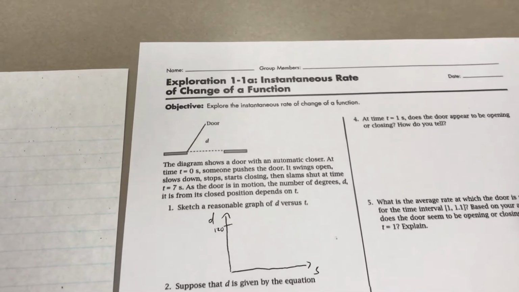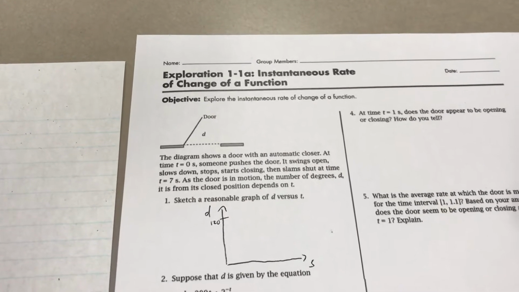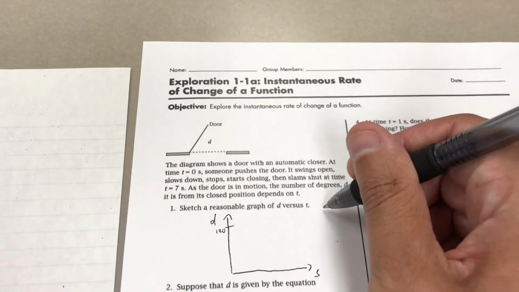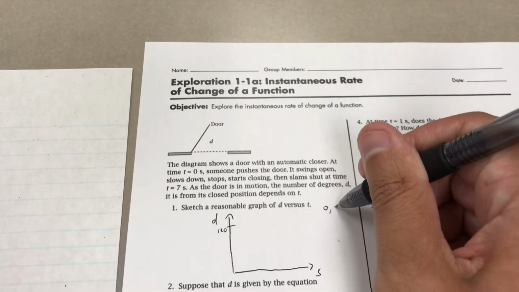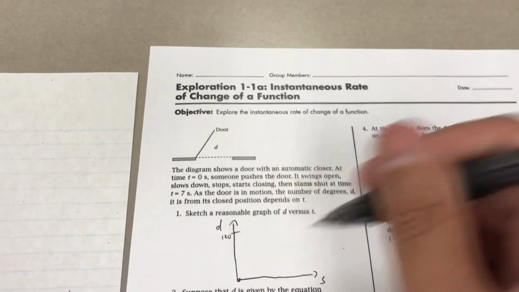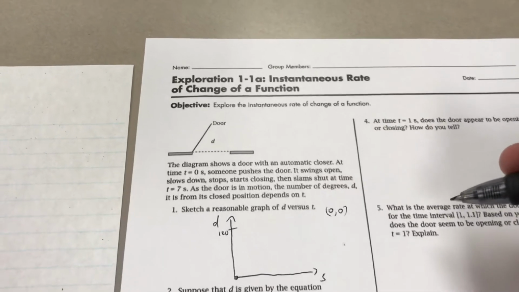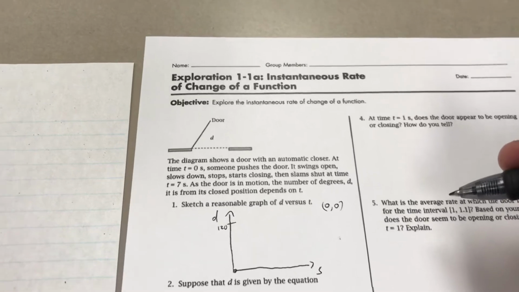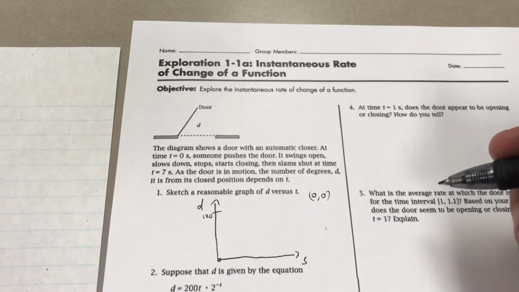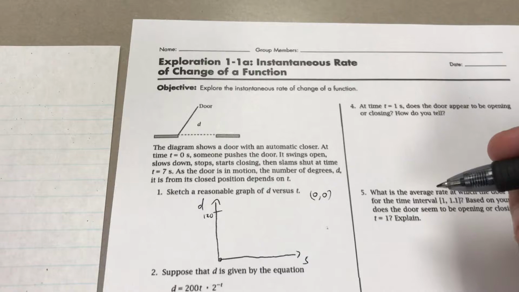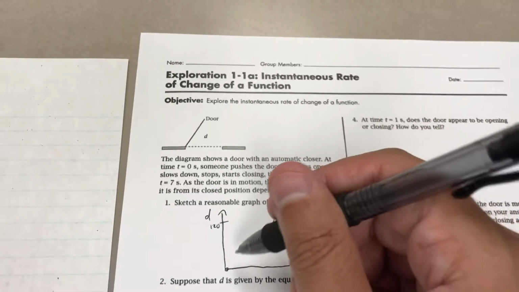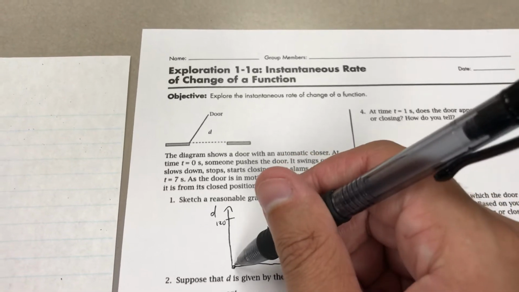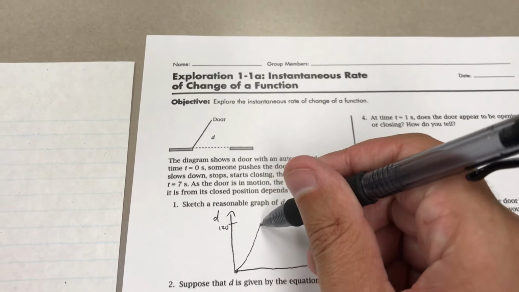If you read it carefully, it says at time equals 0, somebody pushes the door. It was shut and it swings open, okay? So at time 0, the door is 0 degrees open. So I'm going to plot the point 0, 0, okay? And then the door swings open. It says it slows down, stops, starts closing, and then slams shut. So it sounds like it opens very quickly at the start. Fully open is going to be maybe about 120, so maybe something increasing like that.